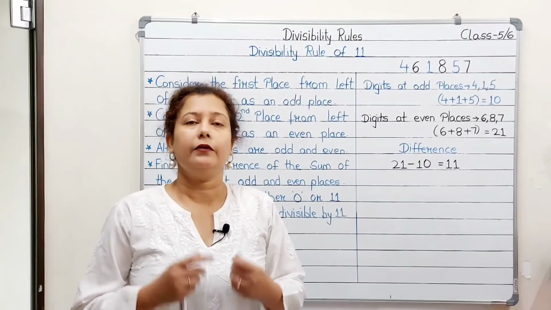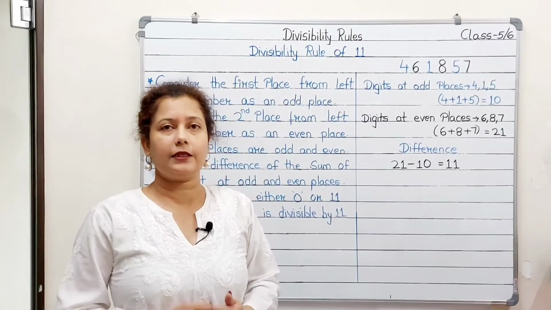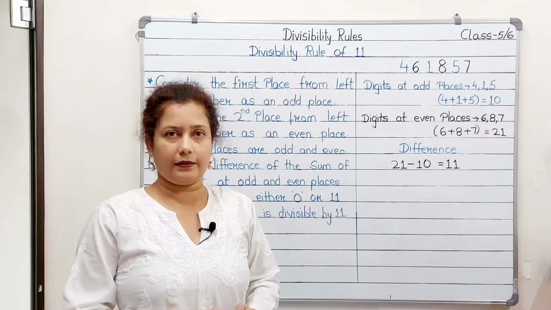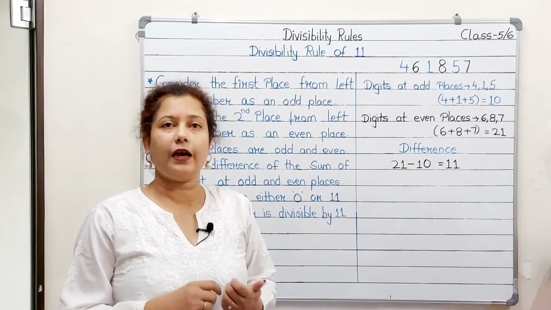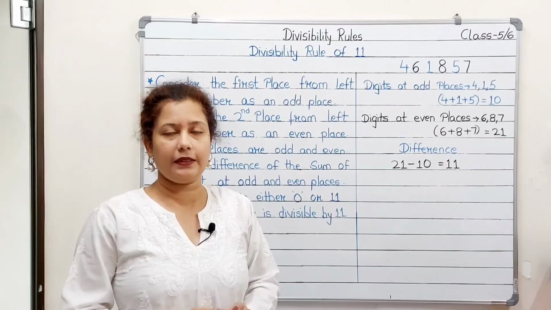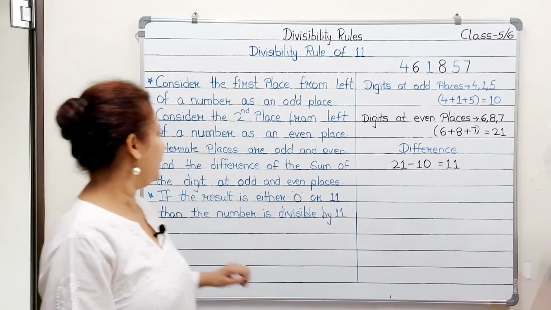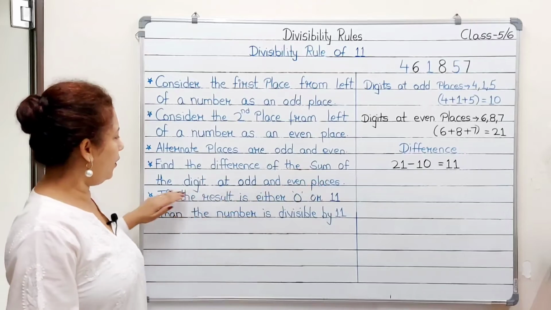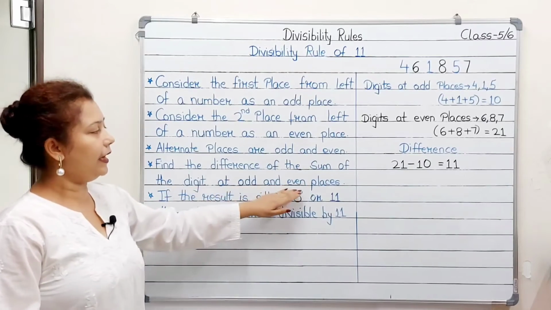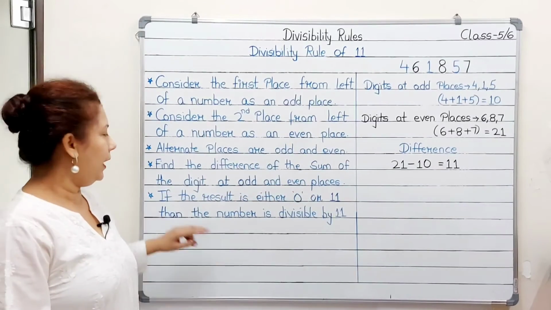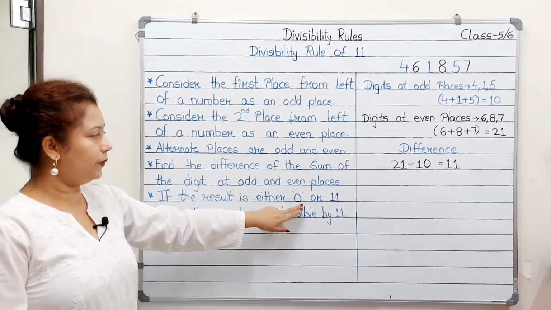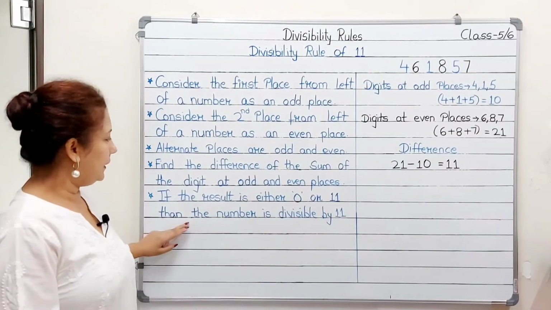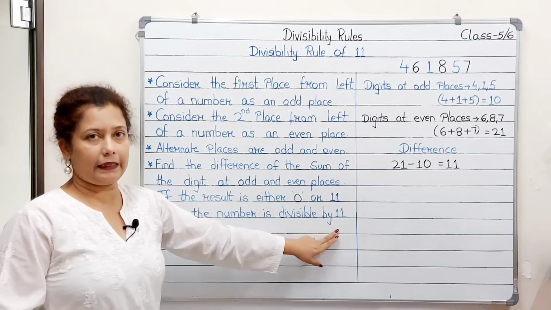Next step will be, we have to add all the digits present at odd places. Then next we have to add all the digits present at even places. Then find the difference of the sum of the digits at odd and even places. If the result is either 0 or 11, then the number is divisible by 11.